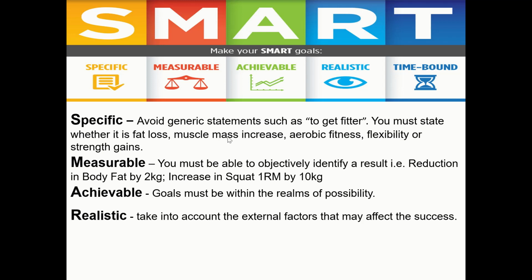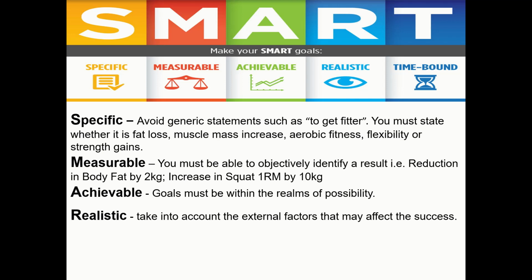Realistic, here we've got to take into account external factors that may affect the success. So before we were talking about the client's barriers to participation, things like motivation, time constraints. So of course the goals that we set need to take those barriers into consideration, especially if it's family commitments or something where they can't be training more than 3 times a week, and therefore the fitness goals that we set must be realistic in order to achieve over a certain time frame.